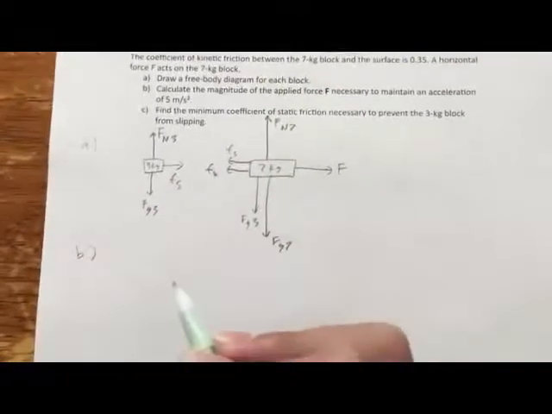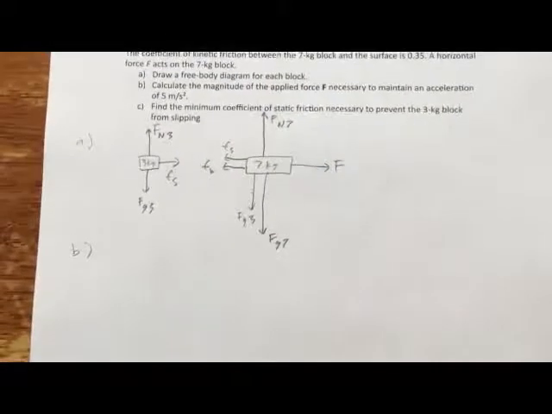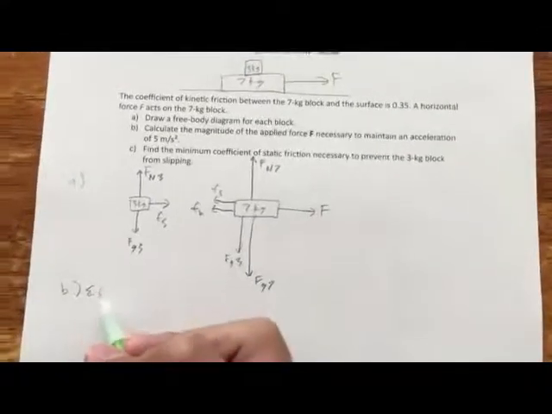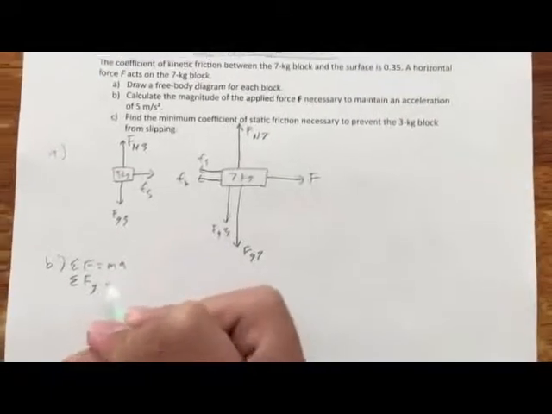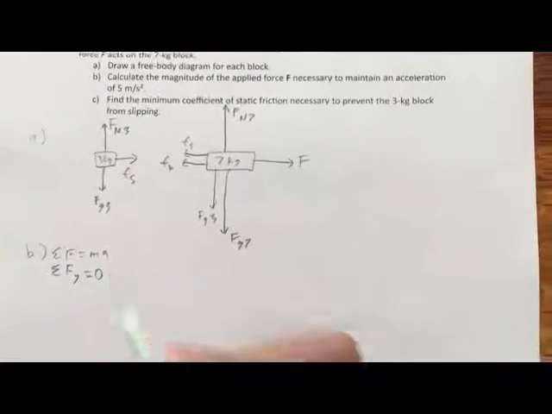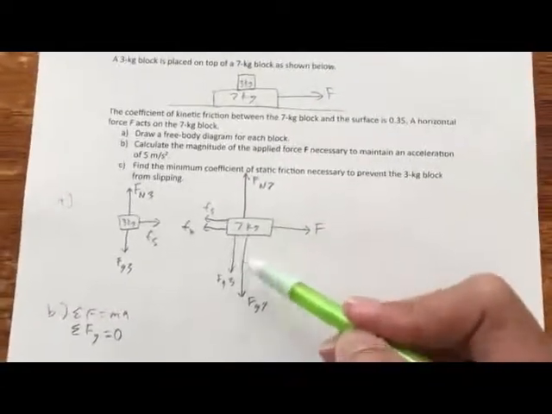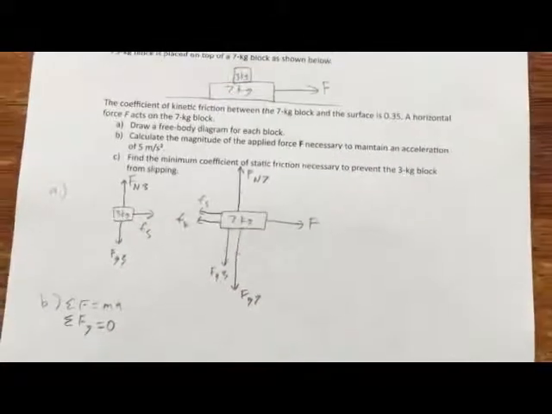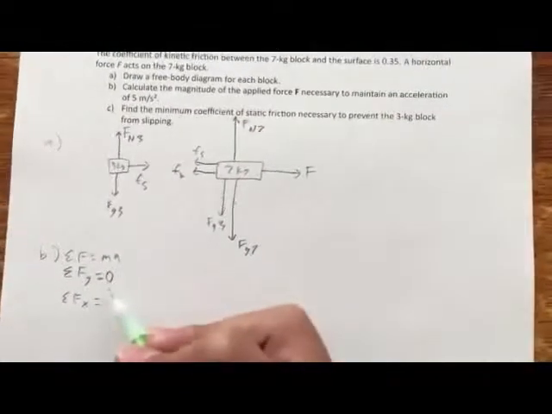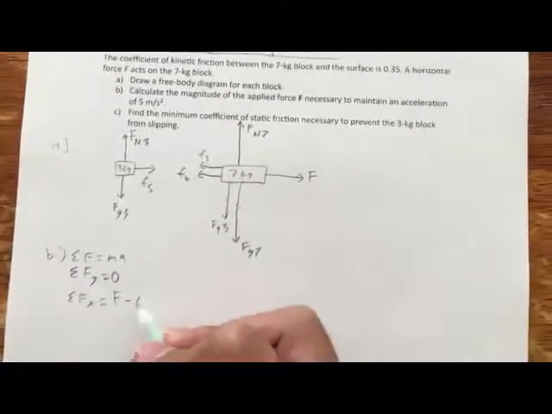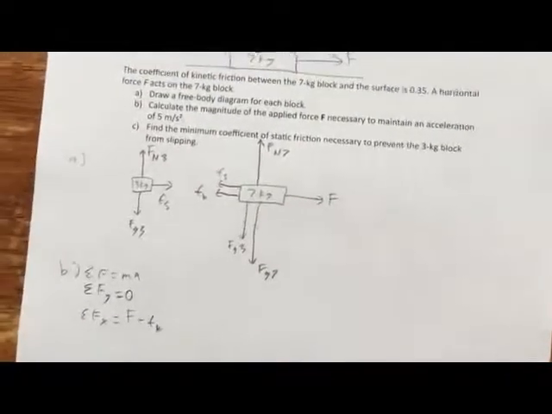For B, calculate the magnitude of the applied force F necessary to maintain an acceleration of 5 meters per second squared. So this one is just Newton's second law, F equals ma. In the y direction, the forces add up to 0 because it is accelerating horizontally. So this plus this is equal to this, etc. And in the x direction, it is equal to F minus kinetic friction, because it is in the opposite direction. The friction is opposing the applied force.